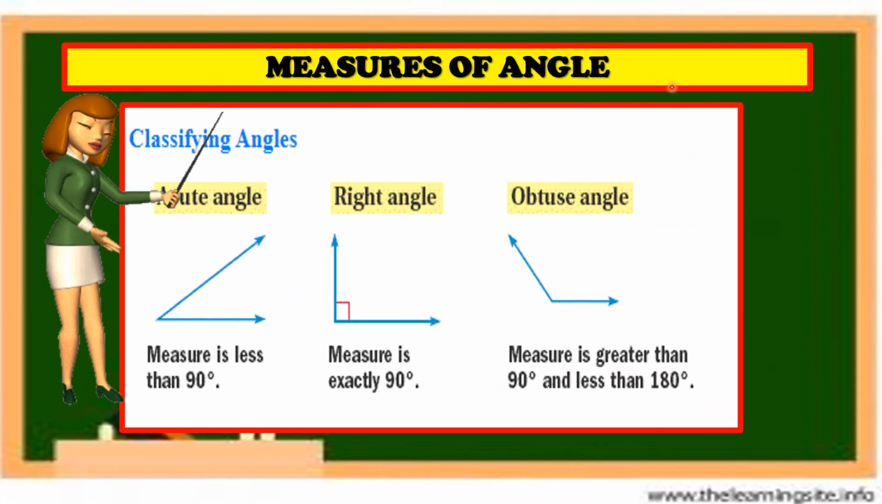Measures of angles. Classifying angles, we have acute angle, right angle, obtuse angle. Acute angle is an angle whose measure is less than 90 degrees. A right angle is an angle whose measure is exactly 90 degrees, and obtuse angle is an angle whose measure is greater than 90 degrees and less than 180 degrees.